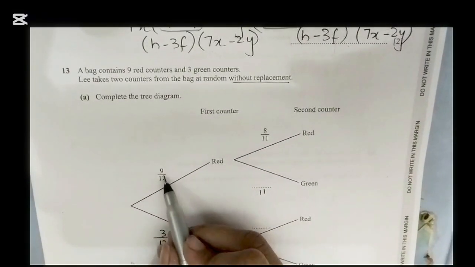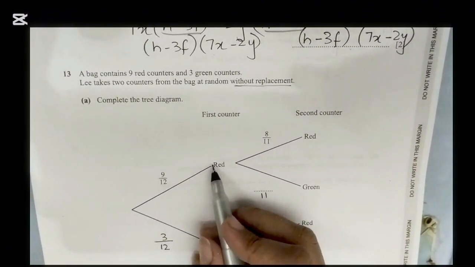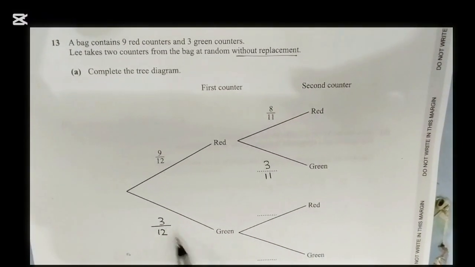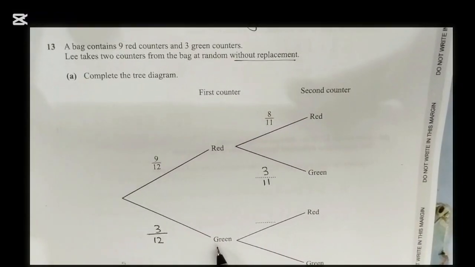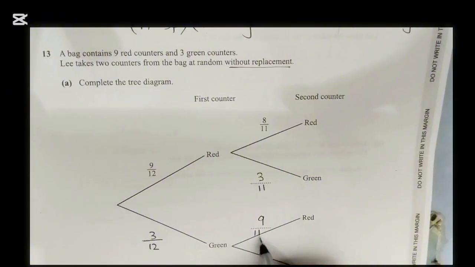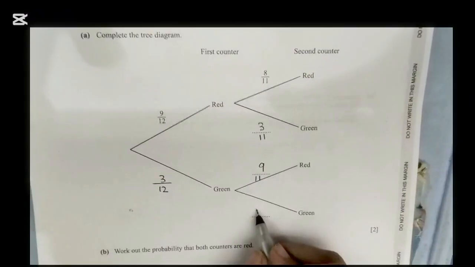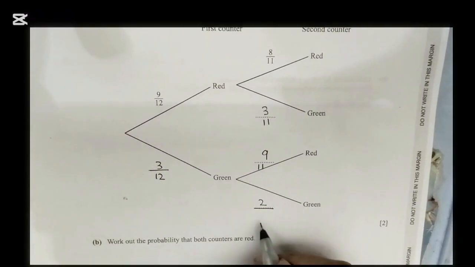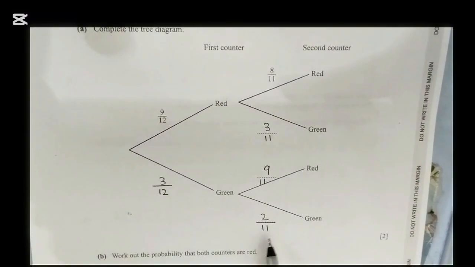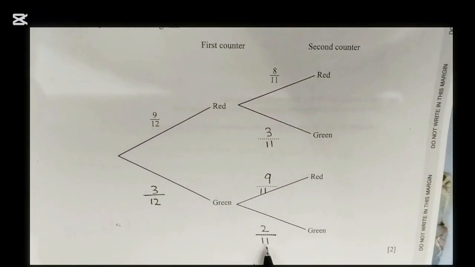Okay, so now 8. And she has not used a green counter, because here only red probability, so green will remain the same. And now here she has taken out the green counter, so the probability of red would remain the same. It means 9 over here, and the total is 11 because one counter has been taken out. And now here 2 are left and 11. Why 2? Because the total was 3 green counters and 1 she has taken out, so 2 are left. And the total number was 12, so 1 has been taken out, so it would be 11.